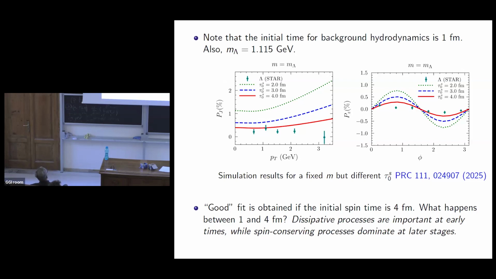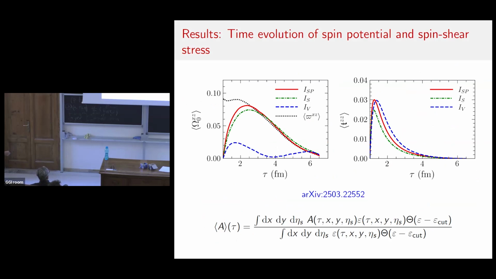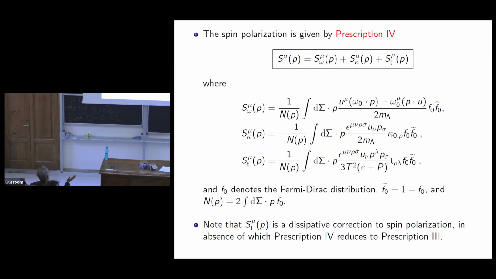Now, what I want to say, this tau spin, if you remember this 4 for me, is essentially almost the same as here, right? So in the beginning, in the initial evolution, the spin dissipative effects play a very important role. But after that, you can see they're essentially the same. So spin conserving processes dominate. If I'm applying prescription 3 after this time step, it is fine, there's no problem. You have one more parameter; in order to fit the data, you have to vary it, otherwise you don't get it. This is very simple.